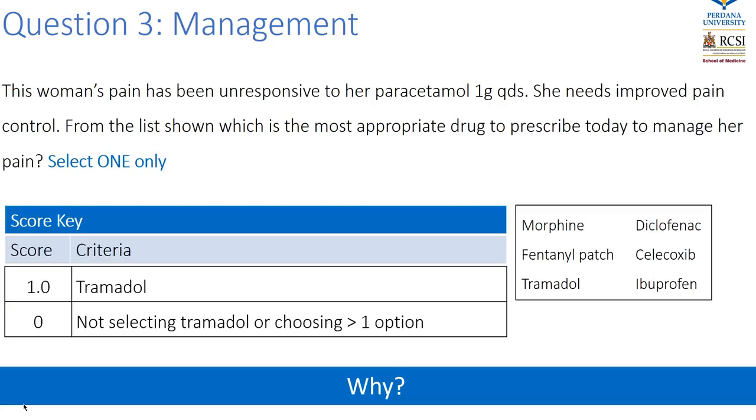Fentanyl patch is only used for those who are stable on a strong opioid. She is not yet, she's only on paracetamol. Morphine is probably too strong at this point for her, though you may gravitate towards that. Tramadol would be the next, let's say, middle-of-the-road opioid before you go into stronger opiates like morphine.